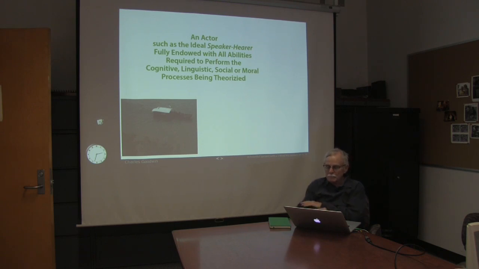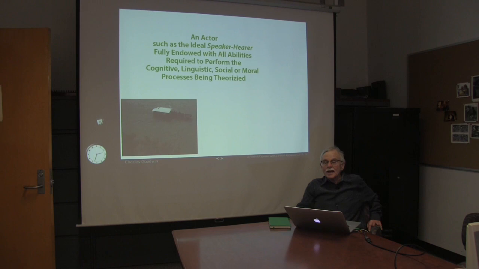In most thinking in every field, from linguistics to sociology to moral philosophy, you begin by positing an actor, such as the ideal speaker-hearer, who's fully endowed with all the abilities required to perform the cognitive, linguistic, social, or moral processes being theorized. So if you're going to enter into a social contract, even with a very liberal philosopher such as John Rawls, you're going to have to be a full-fledged individual capable of entering that contract.